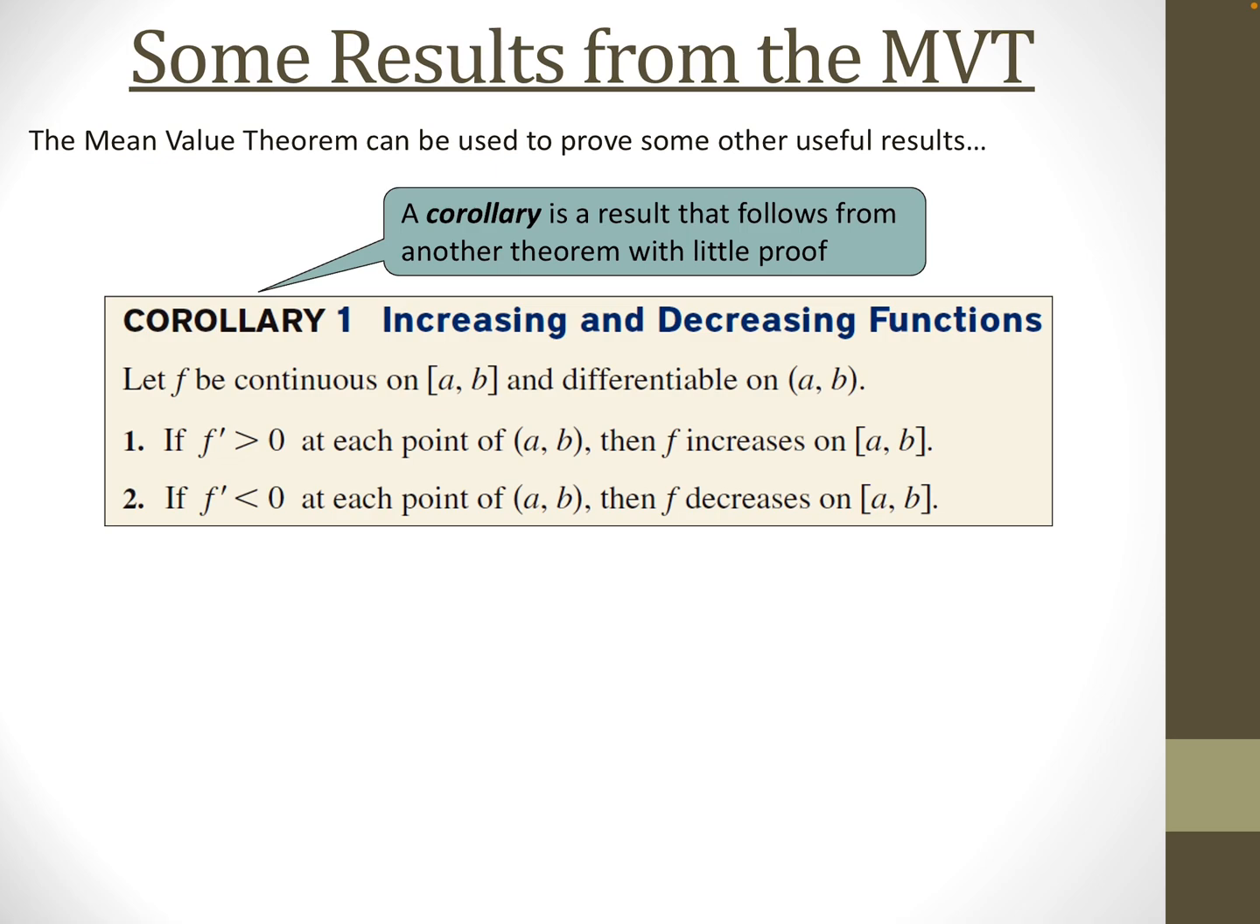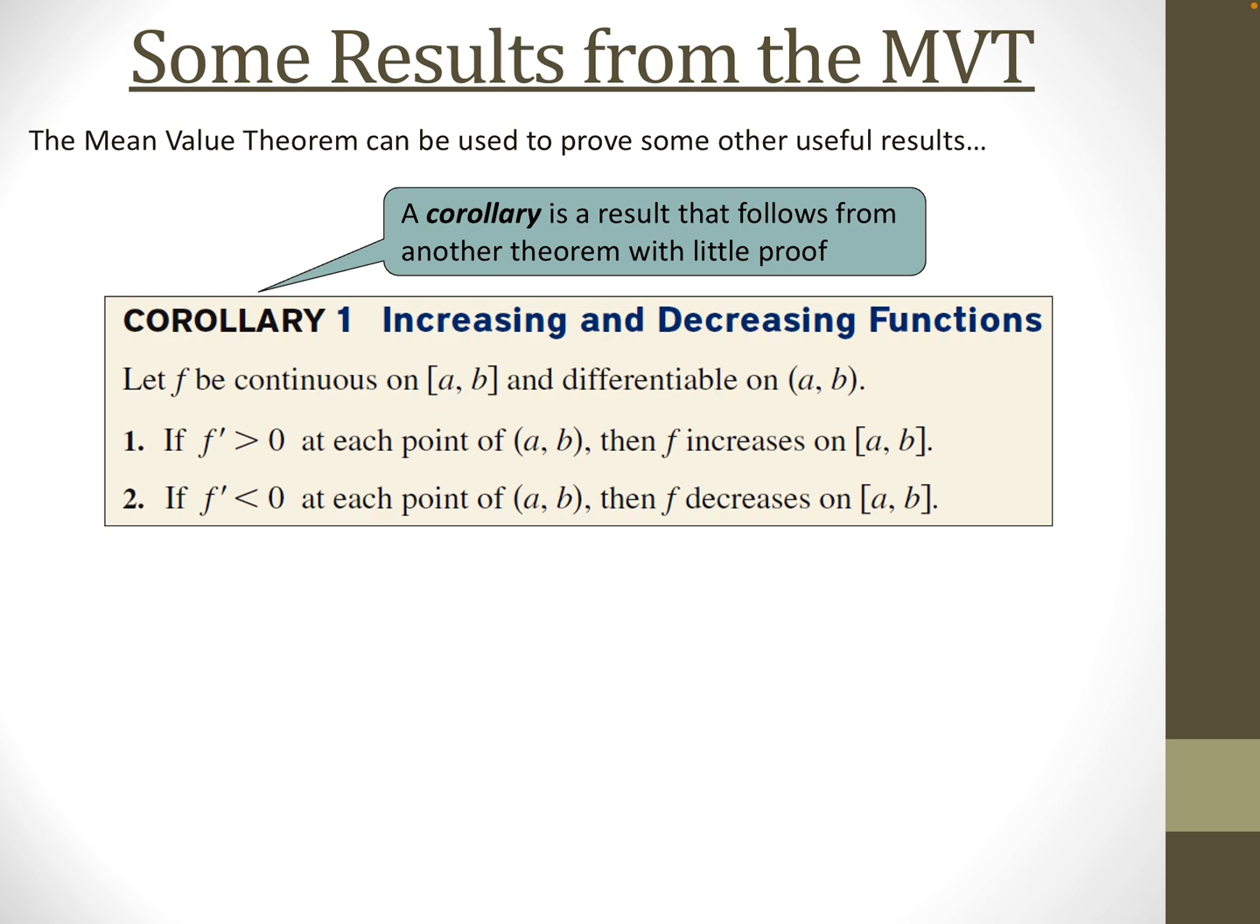The first one is: let f be continuous and differentiable. Then if f prime is greater than 0 at each point on AB, then f increases on AB. This may seem obvious, and it sort of is. If the derivative is greater than 0 at every value in an interval, of course it's going to be increasing. And if f prime is less than 0 at each point in AB, then of course it's going to be a decreasing function.